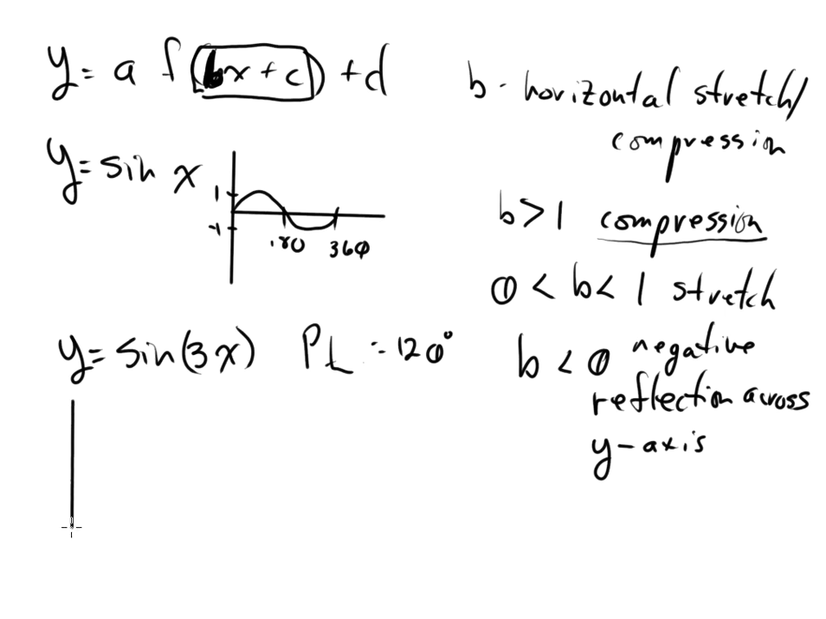So I'm going to really quickly go ahead and sketch this. It doesn't affect the amplitude at all. So it's still going to have an amplitude of 1, so it can reach up to 1 and down to -1.